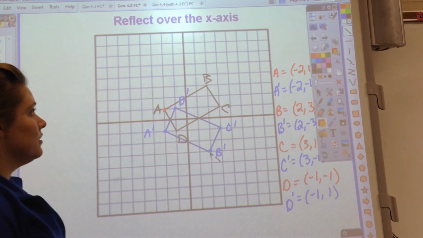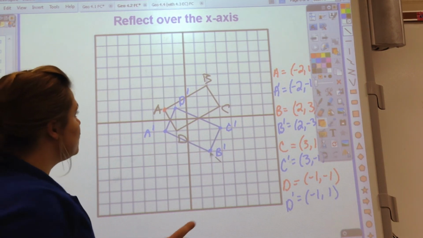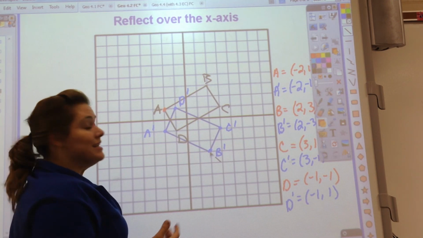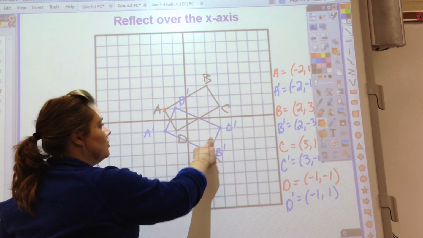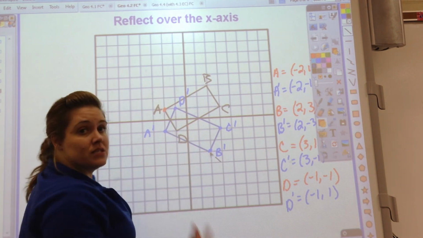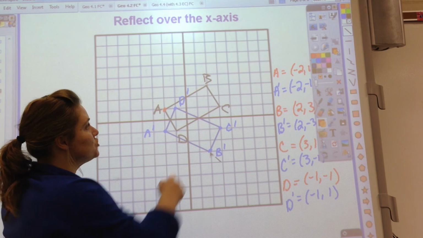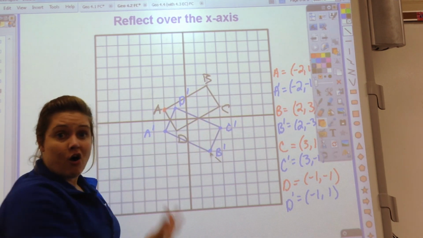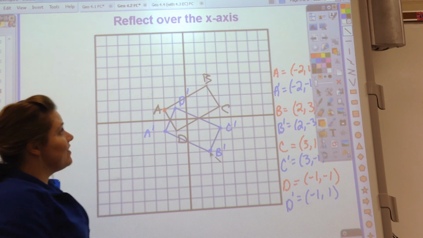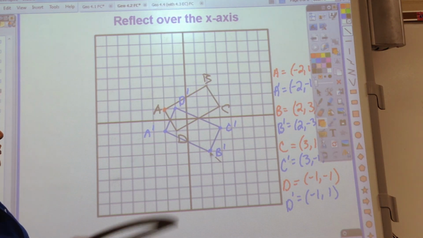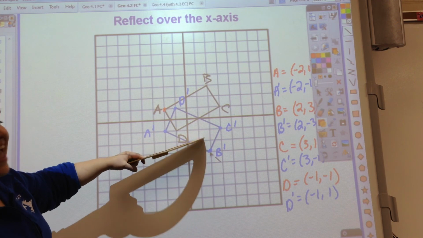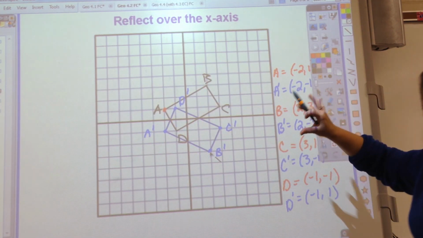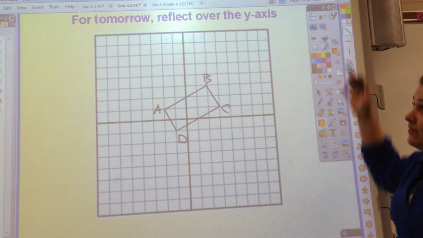notice that collinearity was preserved. Points that were on the same line before are still on the same line now. Distance is preserved. All of my lengths remain the same. The angle measure is preserved. Notice that before they were all 90-degree angles, and they still are all 90-degree angles. And that there is a one-to-one correspondence between the number of points in the pre-image and the number of points in the image.